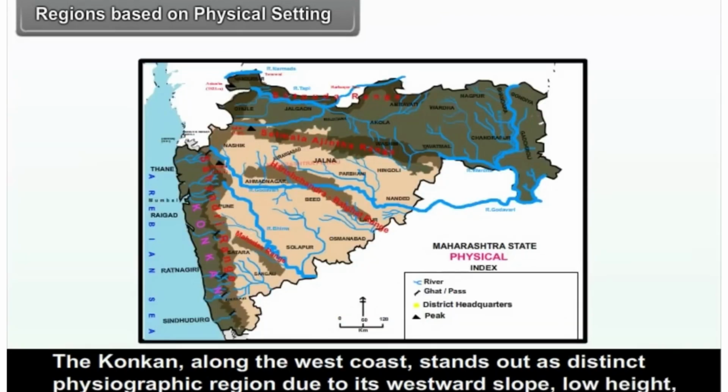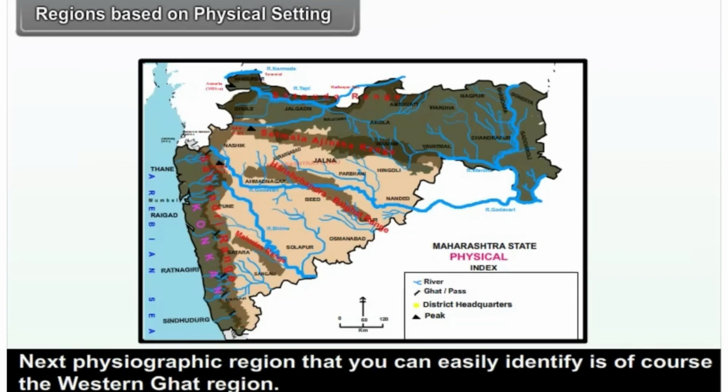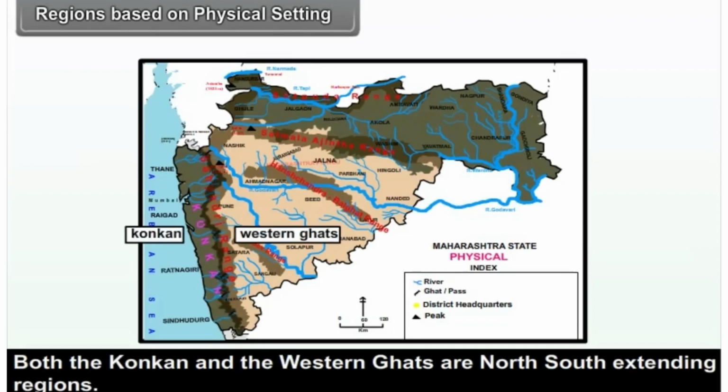The Konkan along the west coast stands out as a distinct physiographic region due to its westward slope, low height and easily identifiable boundaries in the form of the coastline in the west and the Western Ghat escarpment in the east. The next physiographic region that you can easily identify is of course the Western Ghat region. Its greater height and greater relief make it stand out distinctly. Both the Konkan and the Ghats are north-south extending regions.